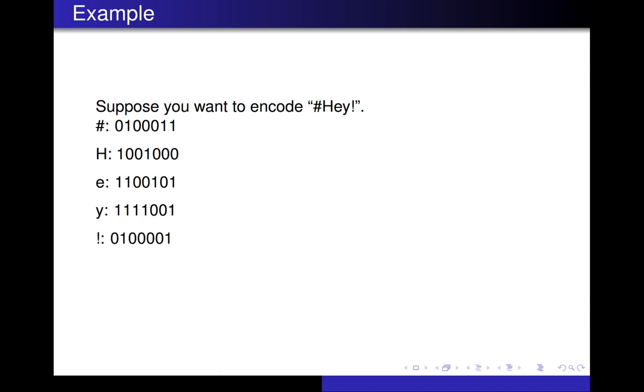And next, you would have to encode the exclamation point, which is 01000001. And so if you wanted to represent that hashtag to a computer, what you would do is you would take all those bit strings and you would just concatenate them together. So those are just all the bit strings put one after the other. And that may look ugly to you, but to a computer, that looks just like hashtag hey.